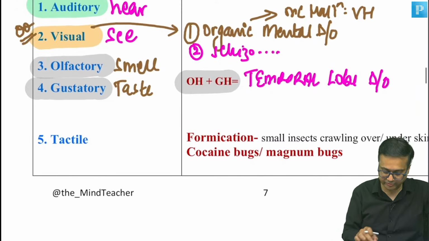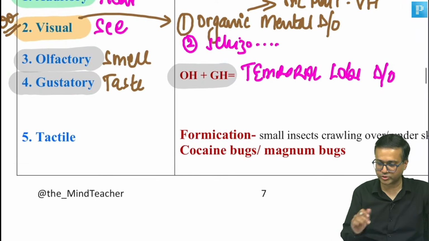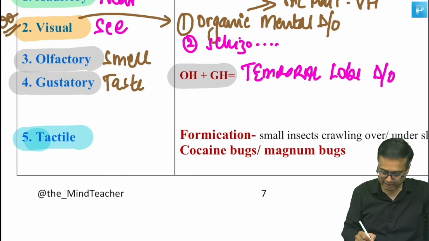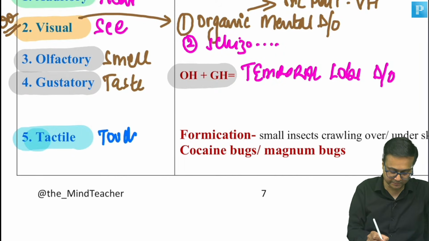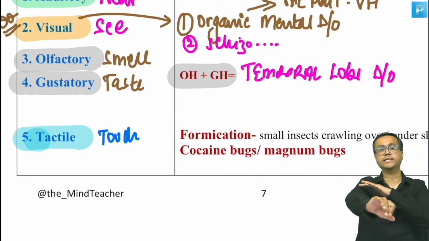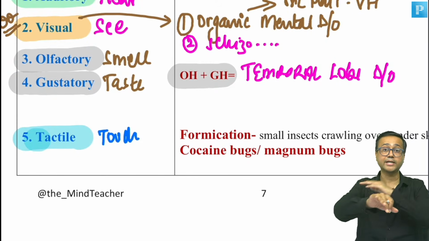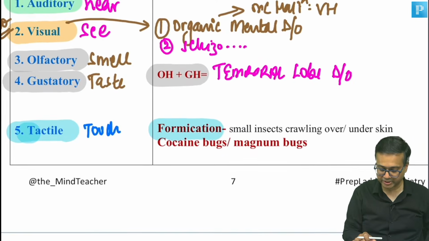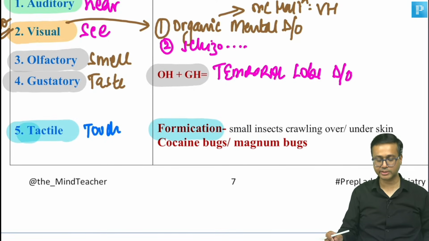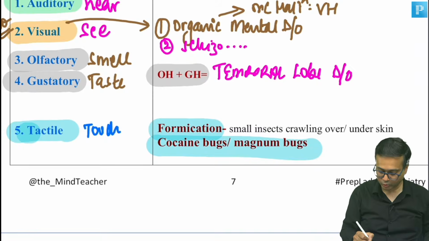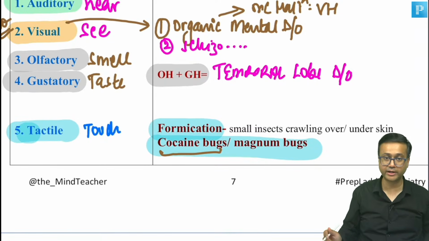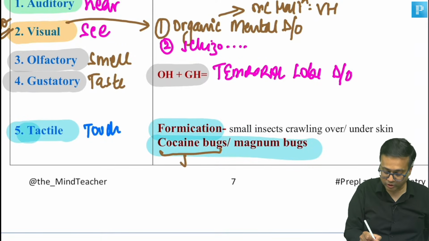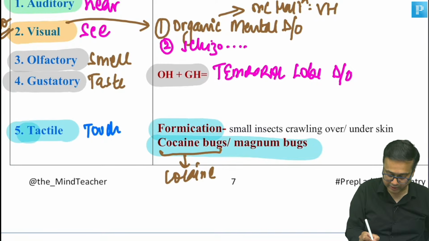And the last, again very important, is tactile hallucination. What do you mean by tactile? Beta, what does tactile mean? Tactile means touch. So the patient says I can experience insects crawling under my skin. He can feel the insect. Beta, this is also known as formication. Small insects the patient can experience crawling under the skin or over the skin, also known as cocaine bugs or magnan bugs. Why cocaine bugs, beta? Because it can be seen in cocaine users.